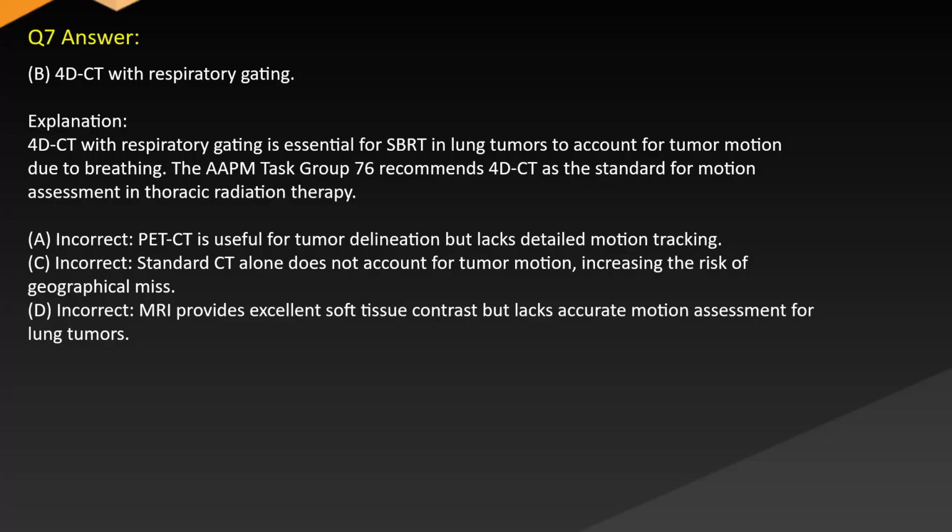A. Incorrect. PET-CT is useful for tumor delineation but lacks detailed motion tracking. C. Incorrect. Standard CT alone does not account for tumor motion, increasing the risk of geographical miss. D. Incorrect. MRI provides excellent soft tissue contrast but lacks accurate motion assessment for lung tumors.